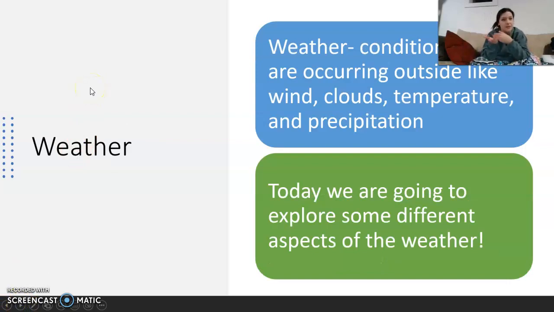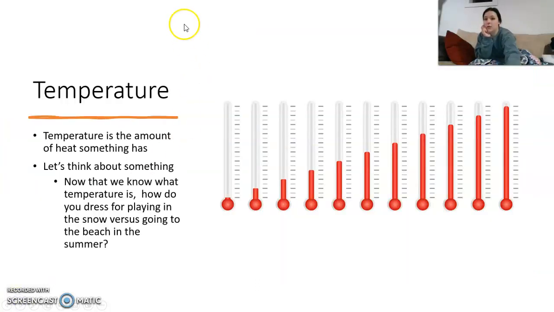So, we know that weather is a condition that occurs outside like wind, clouds, temperature, and precipitation. So, today we're going to explore some of the different aspects of weather. So, we're going to start out with temperature, which is the amount of heat something has. So, let's think about something.